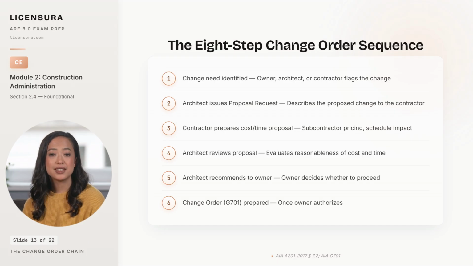Step 6. If the owner authorizes, the change order on AIA G701 is prepared. Step 7. 3 signatures are executed: owner, contractor, and architect, and only at this point is the contract modified. And Step 8. The changed work proceeds under the modified contract terms. Skip Step 7 and the work is unauthorized. Proposal requests are the step most contractors misread, and the misread is grounds for refusing payment later.